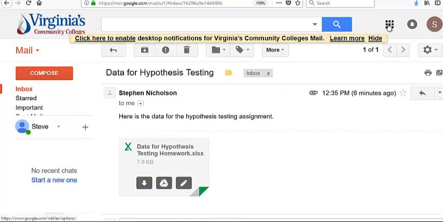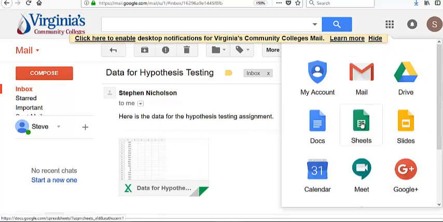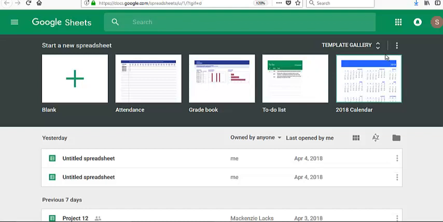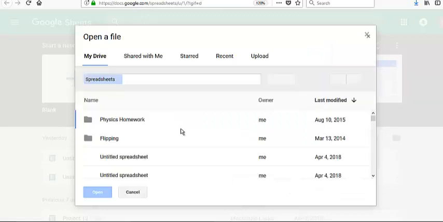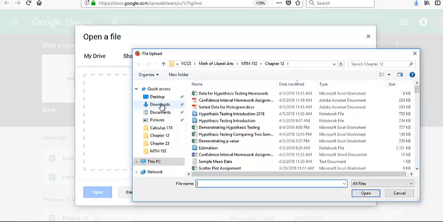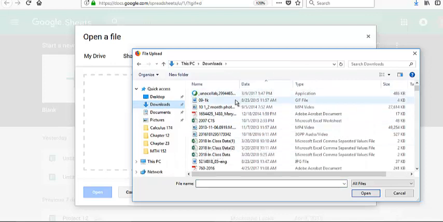Okay, so now we need to go into Google Sheets. We click on the waffle, go to Sheets, and start a new spreadsheet. Let me see if I can find where you can open a spreadsheet. Let's just try that, open file picker. Okay, yeah. We're going to go to upload, select file from your computer. You go to the downloads directory and your latest data file.